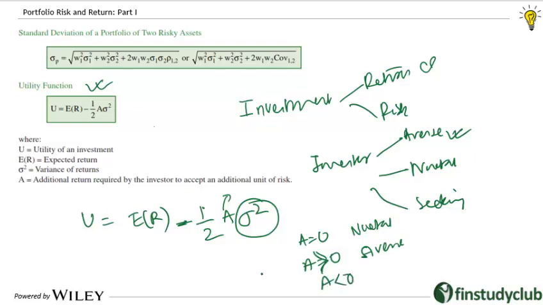And if A is less than 0, it becomes negative. As a result, this term would become positive. That means utility becomes a positive function of risk and return. Then we know that we are talking about a risk-seeking investor.